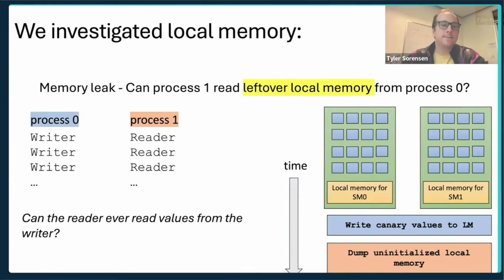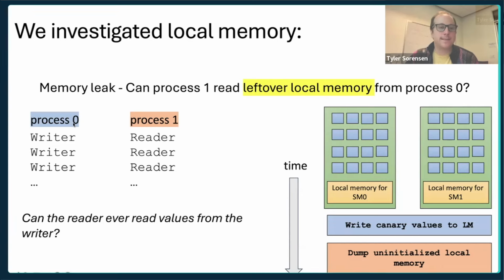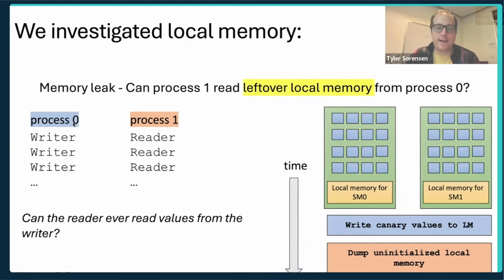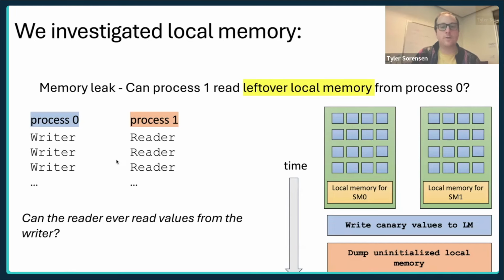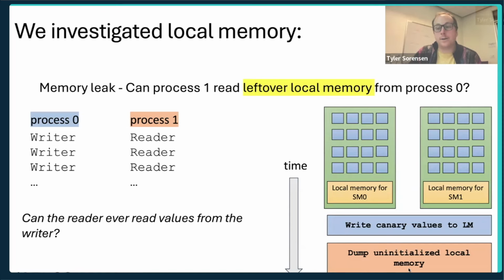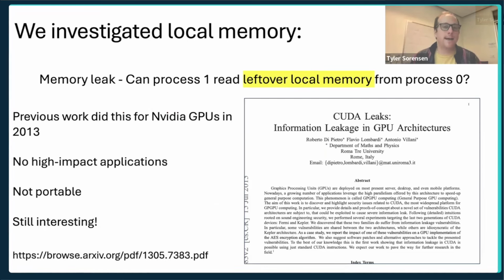What we look at here is, can process 1 read leftover local memory from process 0? And you can kind of test for this. The way that you can write a simple test is if process 0 writes a canary value. So just pick your favorite number and just have process 0 write that over and over again to its local memory, and then have process 1 just go and dump uninitialized local memory and try to see what you can see. Again, just because GPUs kind of have a rich history and a lot of people got in early and poked around, this has been shown before.